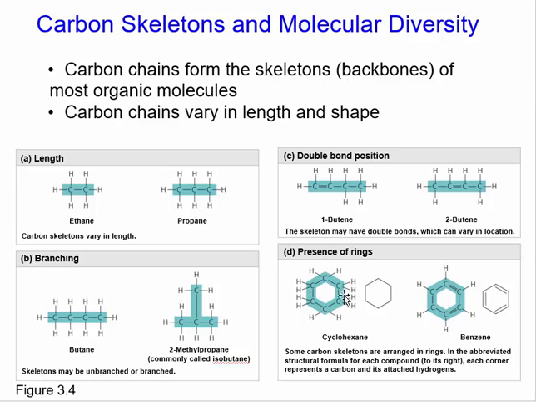Carbon can form these rings. So here in this cyclohexane example, the carbons all have single bonds between them. In the benzene example, every other carbon pair has a double bond between them. So where those double bonds occur, how they're arranged, all of a sudden you can start to see where this complexity can arise.